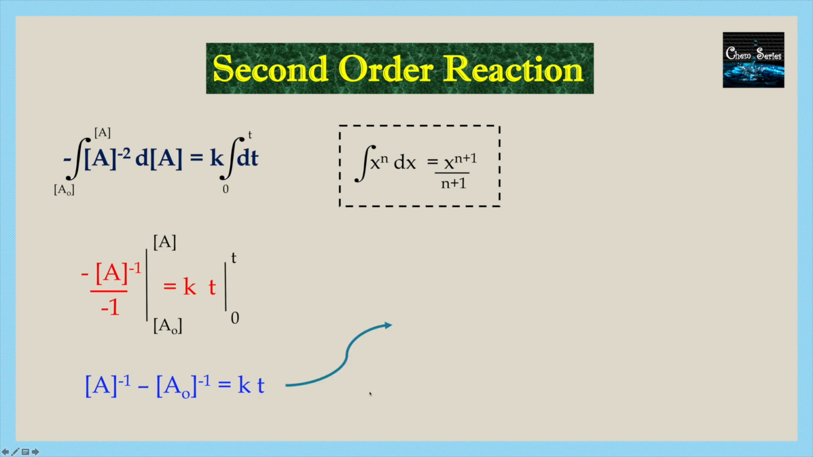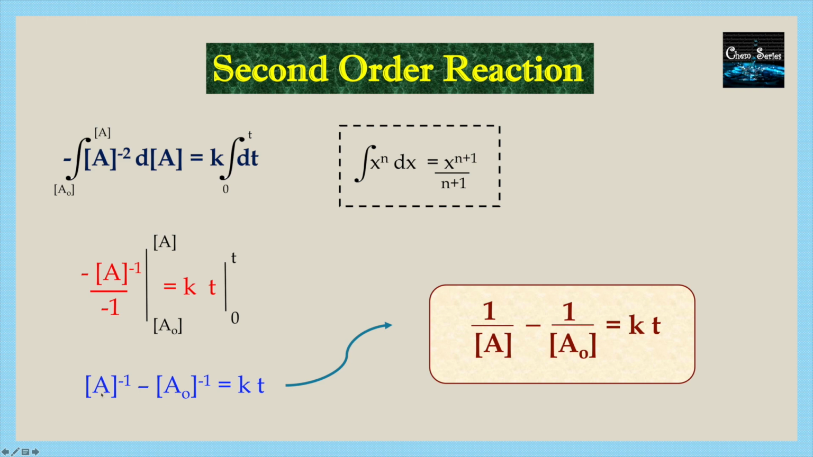So now you just take this A power minus 1 and A naught power minus 1 to the denominator so that it becomes 1 by A minus 1 by A naught, that is equal to kt. And what is this equation? This is the integrated rate law equation for second order reaction.